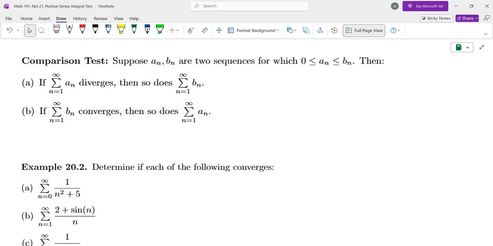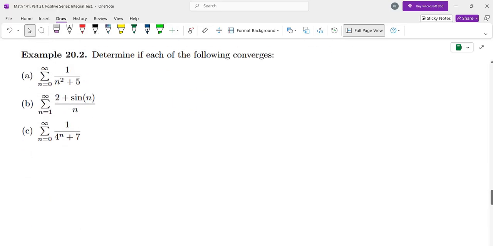Suppose you have two sequences an and bn, and they are both positive, and one of them is less than or equal to the other one. If the smaller series diverges, then the larger one also diverges. If the larger one converges, then the smaller one also converges. So this is the comparison test. It's very similar to the comparison property that we have seen for integrals. Let's look at a few examples on this one.